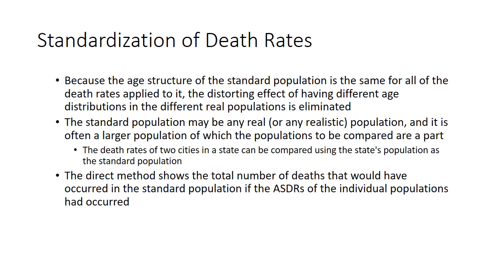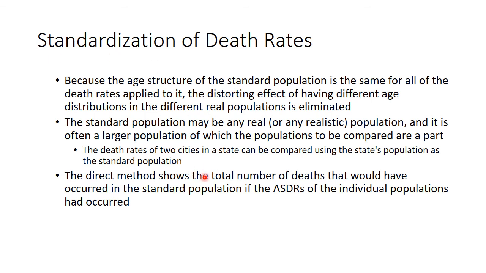And so the standard population can be any real, or at least realistic, population. Typically it's going to be a larger population out of which the populations being compared are taken. A good example would be if you're looking at death rates of two different cities in a state, you can compare these two cities using the state's population as a standard. Again, you're pulling from a similar population, it's just much larger, and you're taking away these effects of bias to get an apples to apples comparison.